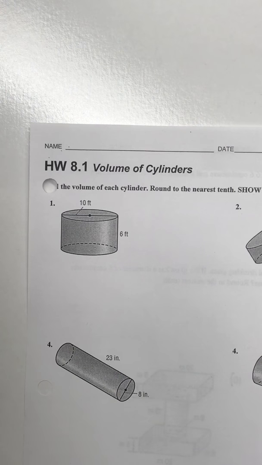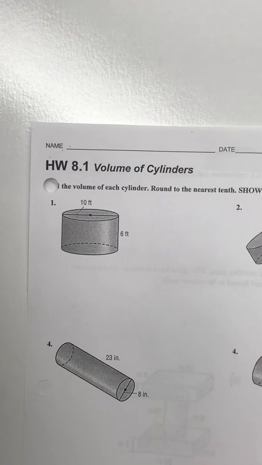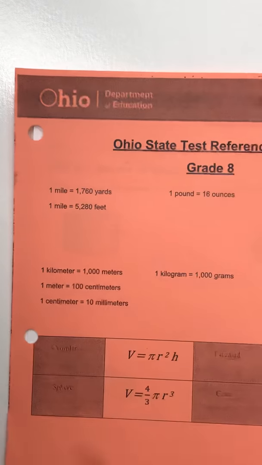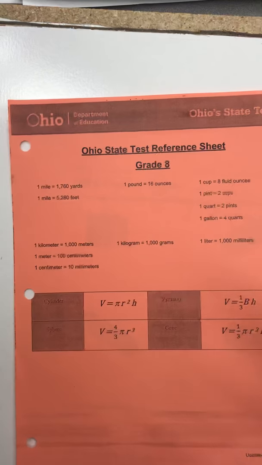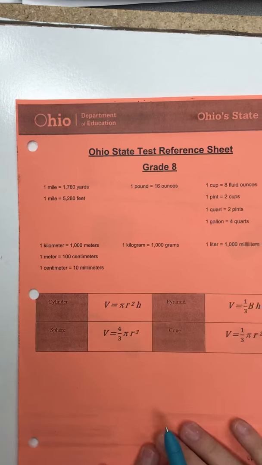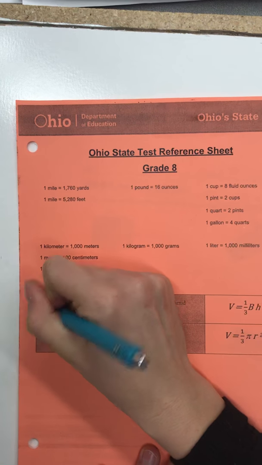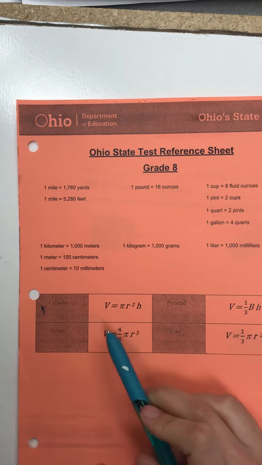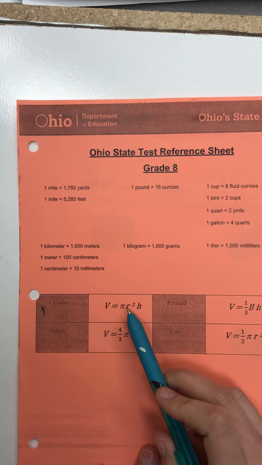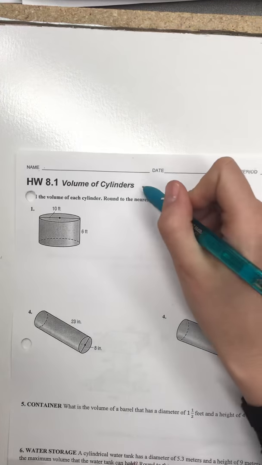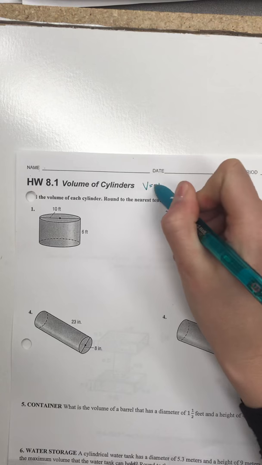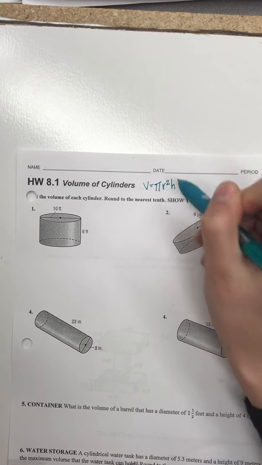In section 8.1, we talked about the volume of cylinders. And volume is the space that is inside a three-dimensional shape. Now, we want to make sure that we utilize our reference sheet because we're allowed to use this on the air test. So if you take a look down at the reference sheet, a cylinder's volume is equal to pi r squared h. So I'm actually going to write that up at the top of my page here. Volume equals pi r squared h.